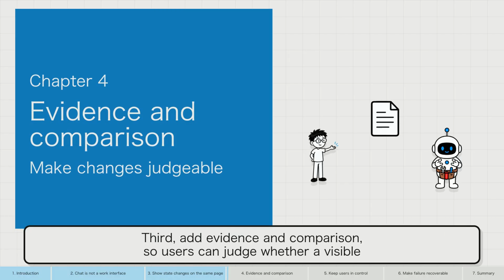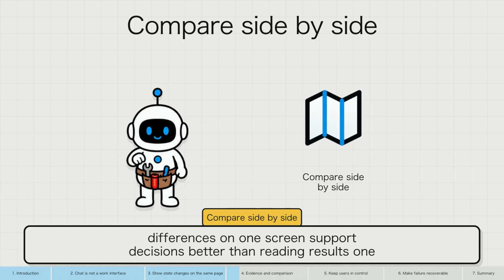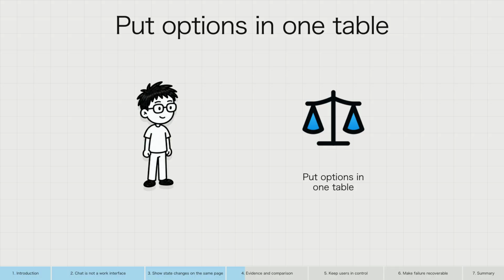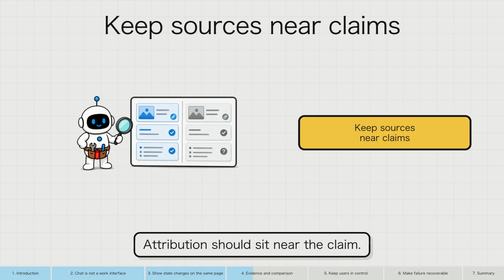Third, add evidence and comparison, so users can judge whether a visible change is worth accepting. The source says users strongly value side-by-side comparison because differences on one screen support decisions better than reading results one at a time. When an agent offers several options, replace 3 long paragraphs with one table of key fields, trade-offs, and unknowns. Attribution should sit near the claim.